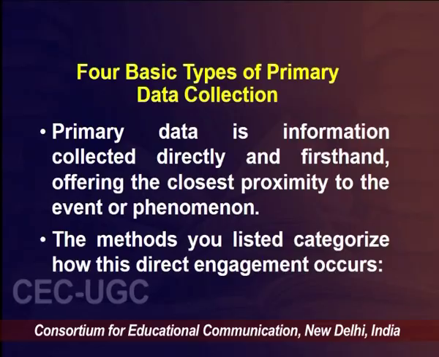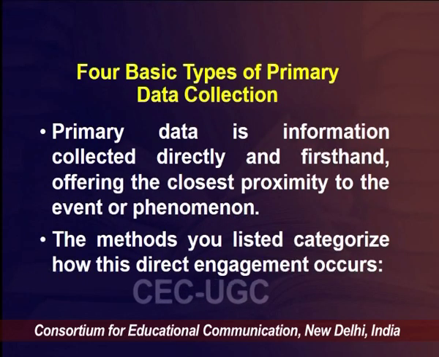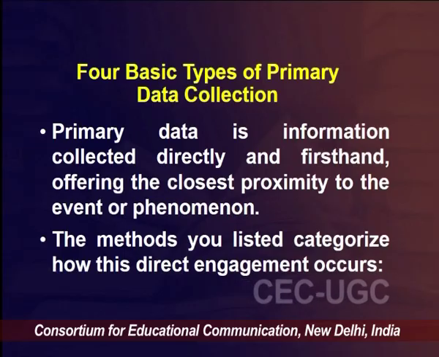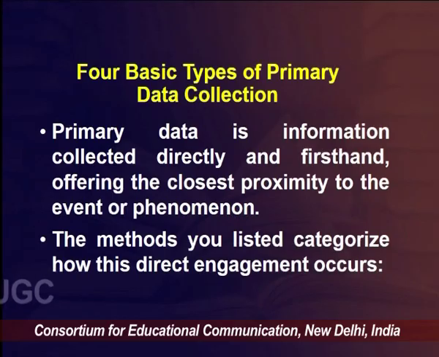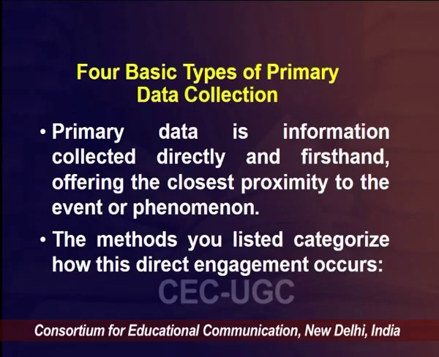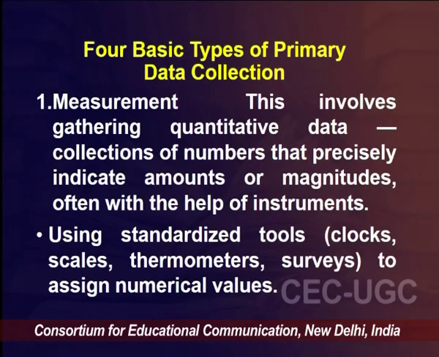Now, when we talk about primary and secondary data, we know that there are four basic types of primary data collection. Primary data is information collected directly and first hand, offering the closest proximity to the event or phenomenon. The methods listed categorize how this direct engagement occurs.